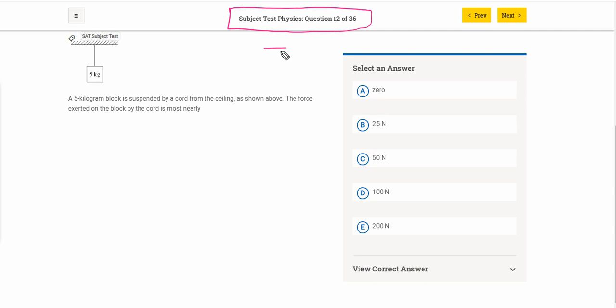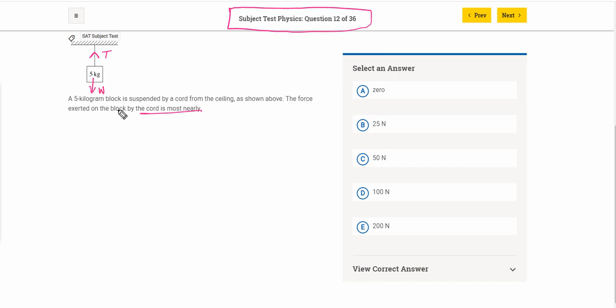Alright, now let's see this next question. It says a 5 kilogram block is suspended by a cord from the ceiling as shown above. The force exerted on the block by the cord is most nearly. Look, the force that is being exerted by the block on the cord will be the weight of the block. That will be in the downward direction. But over here we have to find out this force that is being exerted by the cord on the block. So this will be the tension.